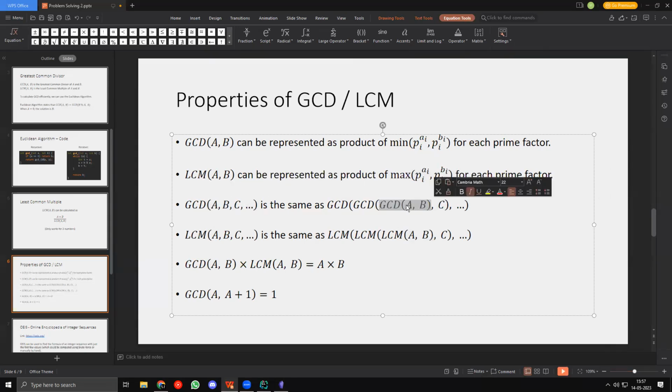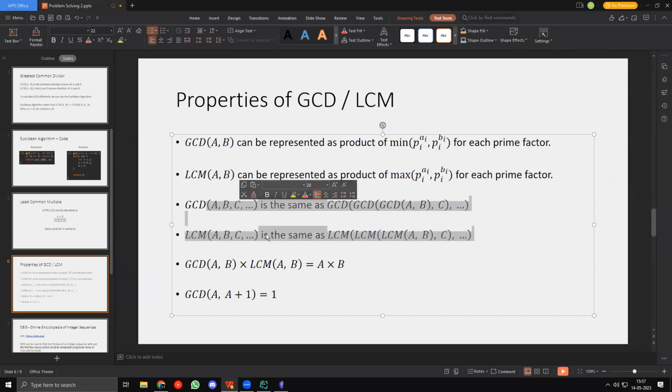It is GCD of A, B, and you take that within GCD of this, C, and you take that within GCD of this, another number, and so on. And for LCM as well, it's the same. So you'll take LCM of A, B, and you'll take LCM of that, C. So you'll take LCM of A, B, C, D, and so on. Right. So you'll take first A, B, then you'll take that, C, then you'll take that, D, and so on. So this is GCD and LCM.